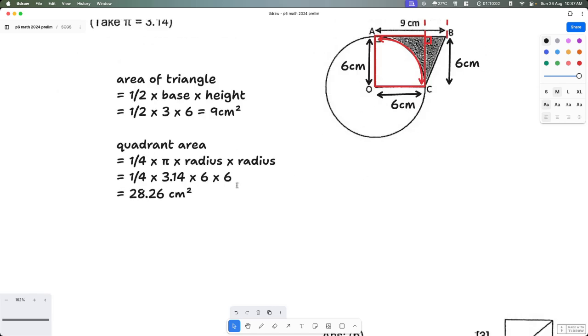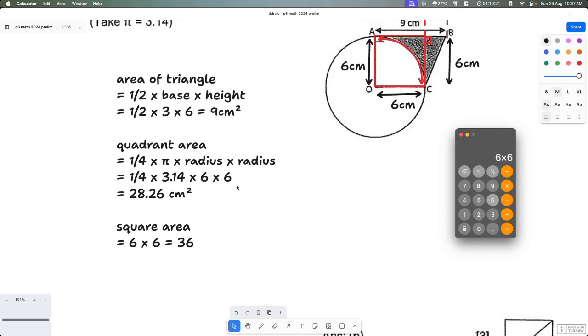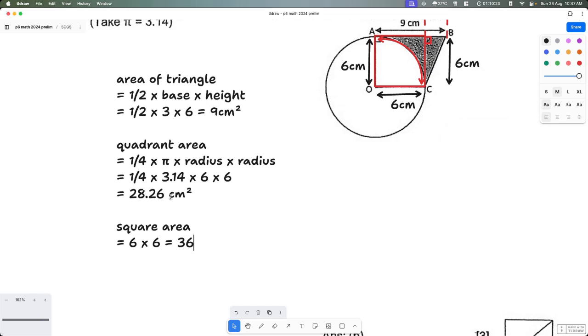We want to get the red square. Square area is equal to 6 times 6. Nothing new, this is 36. Double confirm, 6 times 6, 36 centimeters squared.